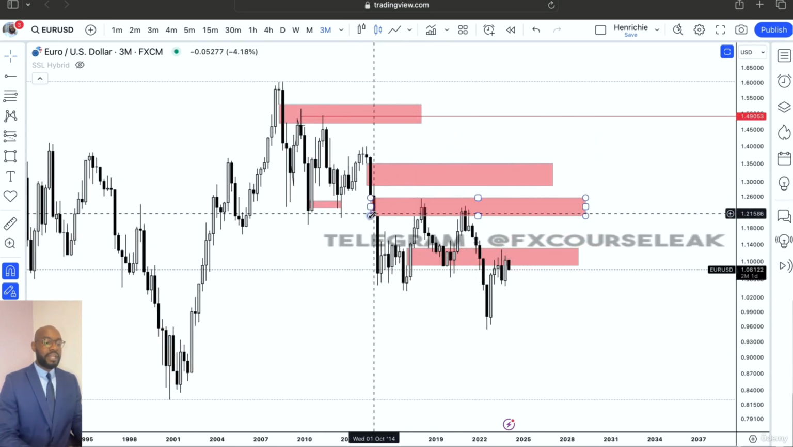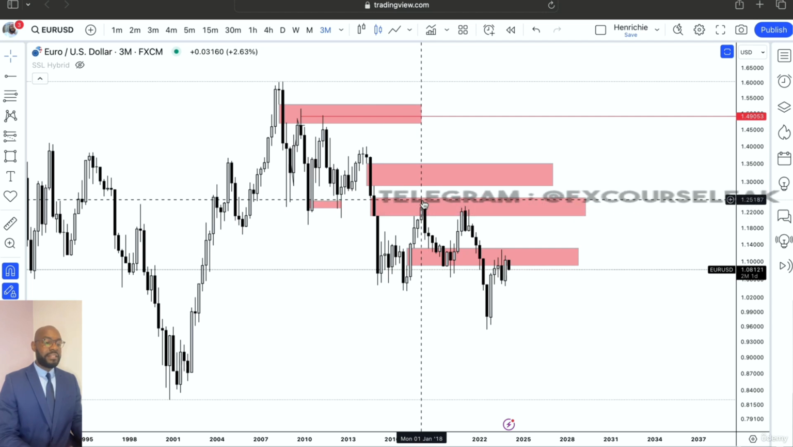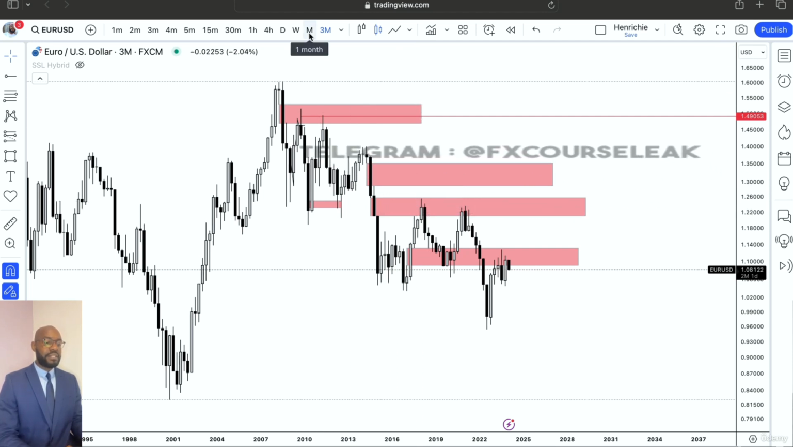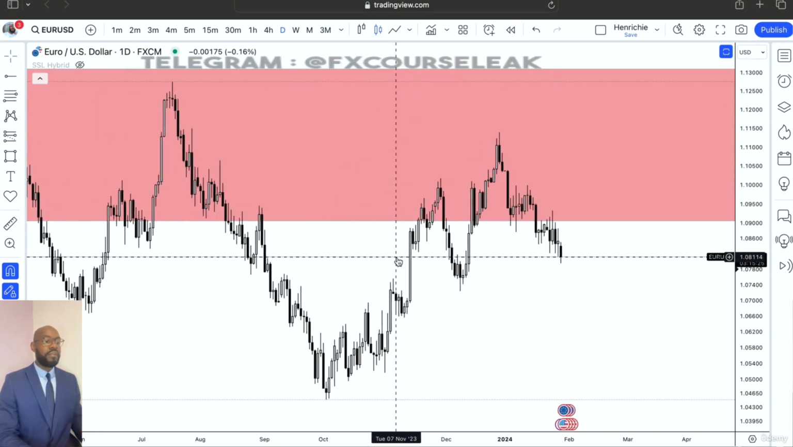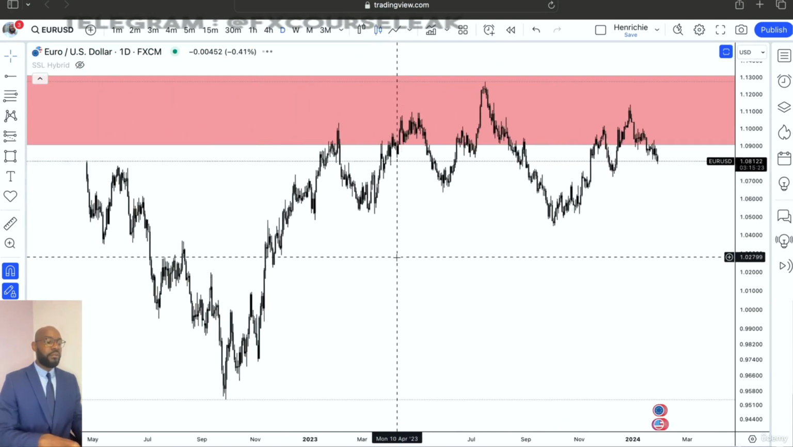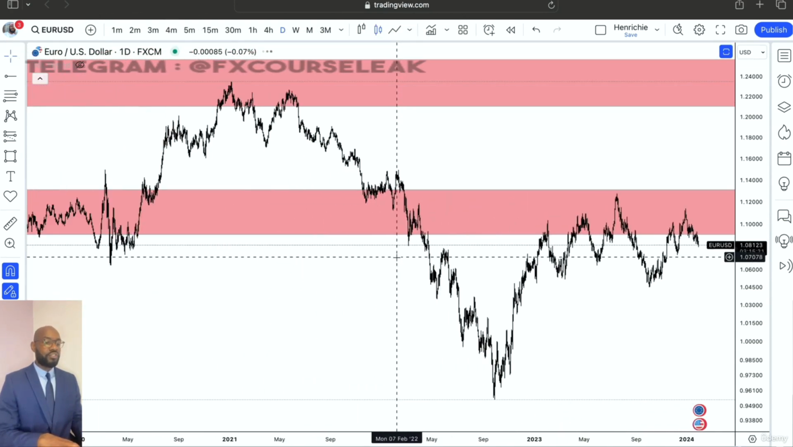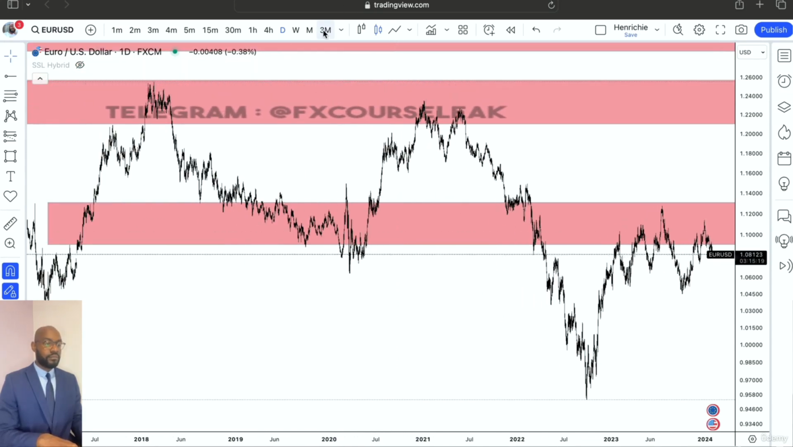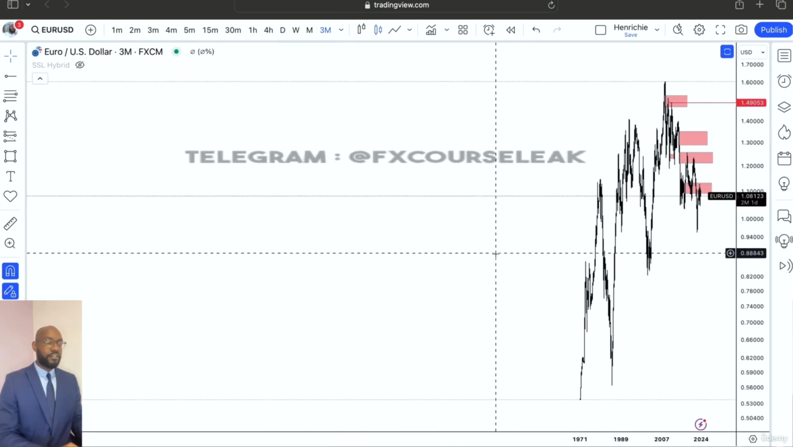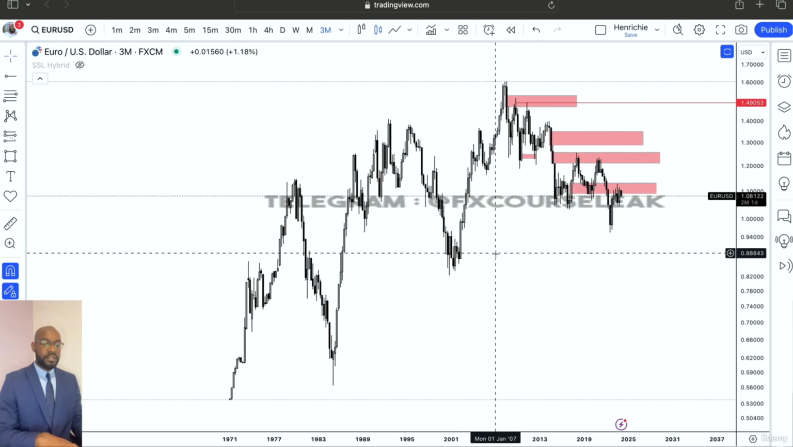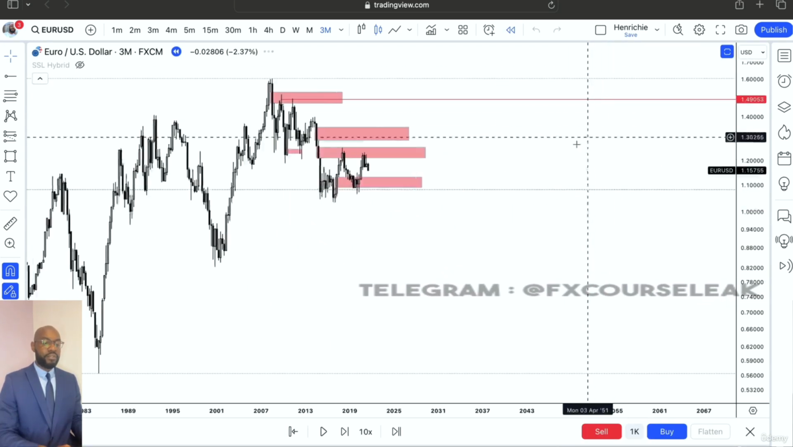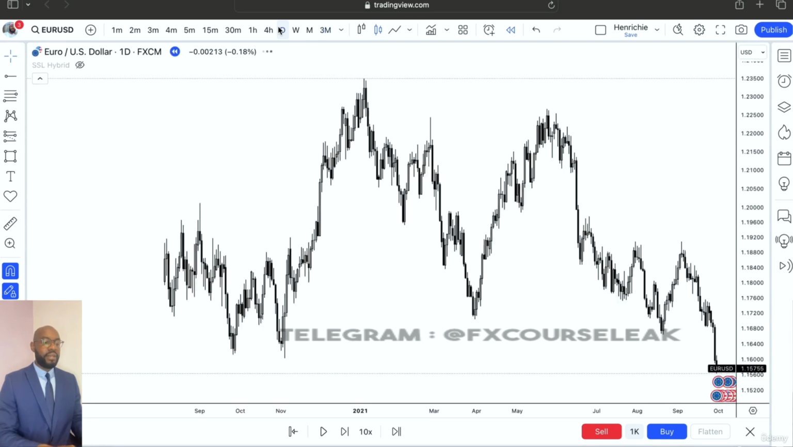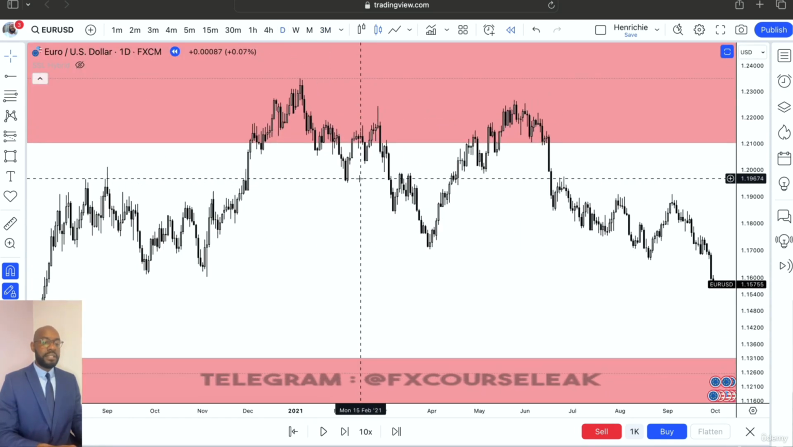Now another example is this one right here. You can see this inefficiency. Once price taps into this inefficiency, you're still looking for the same thing. You count 1, 2, 3, and you go to your daily time frame. You want to see a daily time frame shift in market structure. So let's go back to 3 months one more time, so we can use the bar replay, so it's much easier for us to spot the area we're talking about. So right here is the area. Then we'll go to the daily time frame.